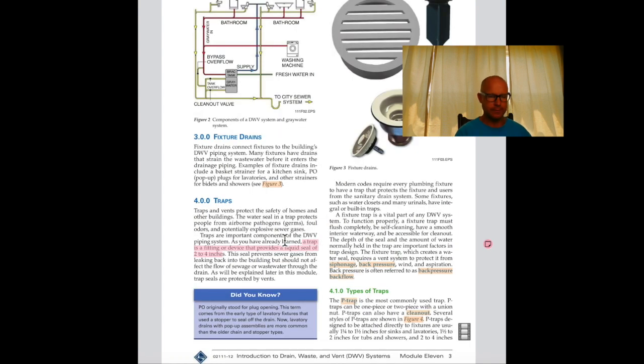Guys, we've talked about traps before. We know about this. A trap is a fitting or device that provides a liquid seal of 2 to 4 inches. Remember, I know I've said this before in these classes. The reason the trap is there, we can't smell through water, so they invented the trap, and that provides a liquid seal. That liquid seal, we can't smell to the other side.